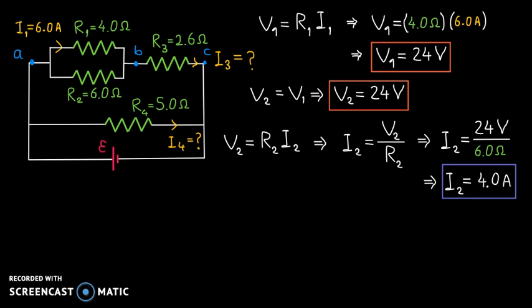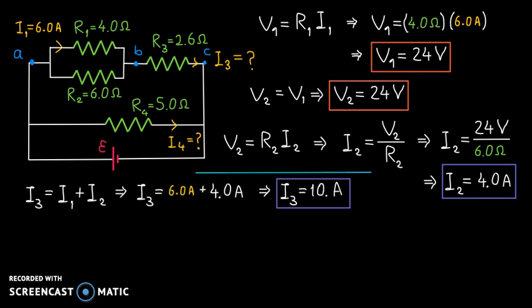Now, let's take a look at our circuit again. We see that I1 and I2 join together at junction B, and together they make up I3, right? So I3 is equal to I1 plus I2. And when we do that calculation, we get I3 equals 10 amps. Now we need to calculate the current passing through the resistor R4.